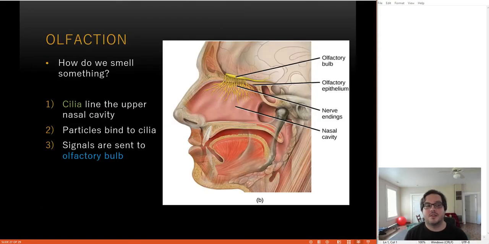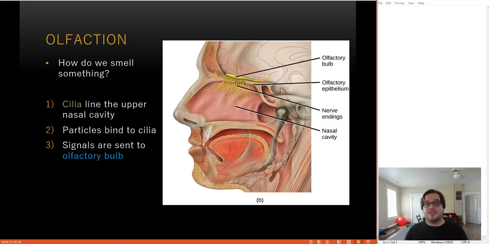That's it for taste. For olfaction, this is smell. This is basically all that I want you to know, this one slide. How do we smell something? Well, if you look at the image here, you can see that we talked about the olfactory bulb before. The olfactory bulb is this particular part of the brain. It extends out from the hypothalamus, and it's really, really close to the nasal cavity. What it does is it extends these hair-like structures down into that nasal cavity, which are called cilia. So you have cilia lining the upper nasal cavity.